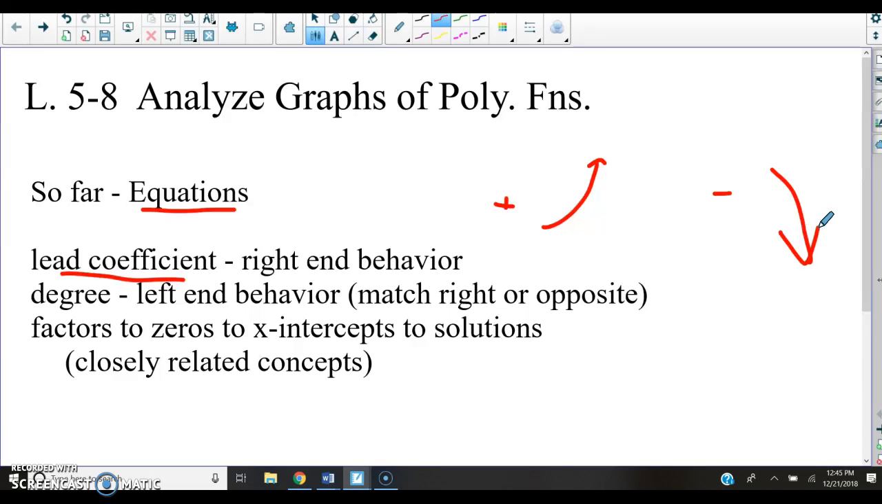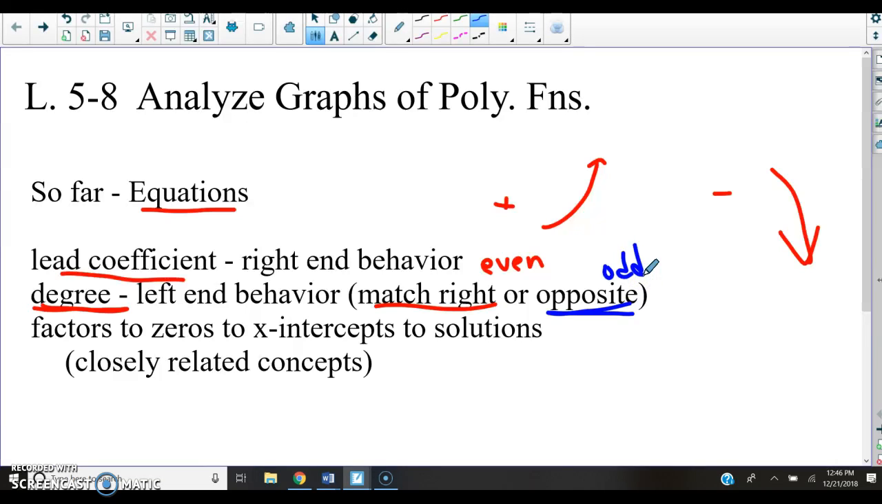And the degree of your polynomial tells you about the left end. Does it match the right end? And that's if it's an even degree. Or is it the opposite? And the opposite is if it's an odd degree.